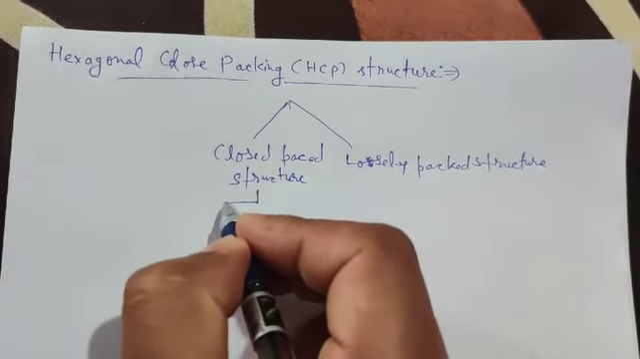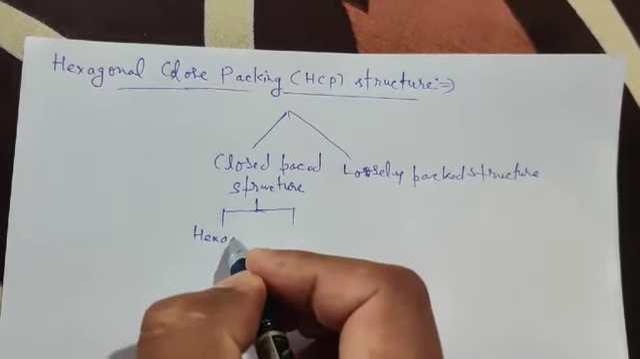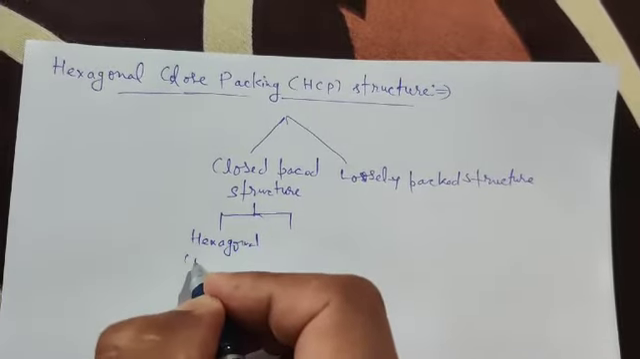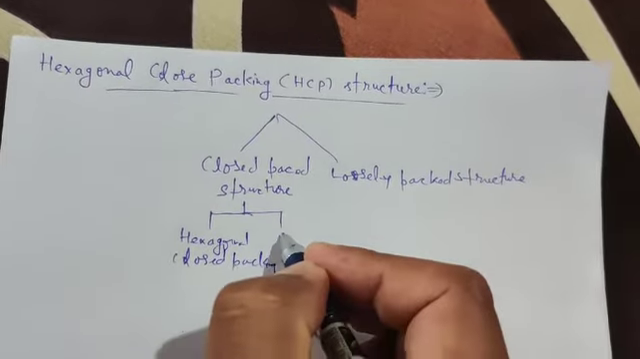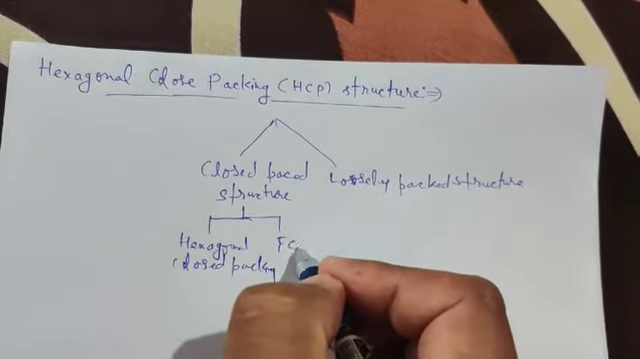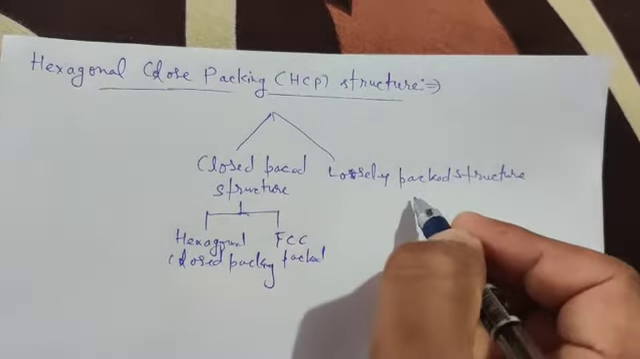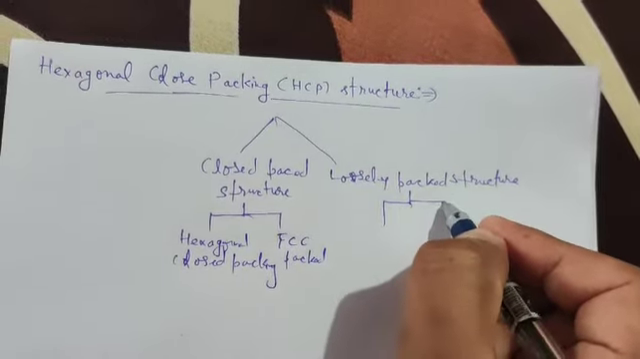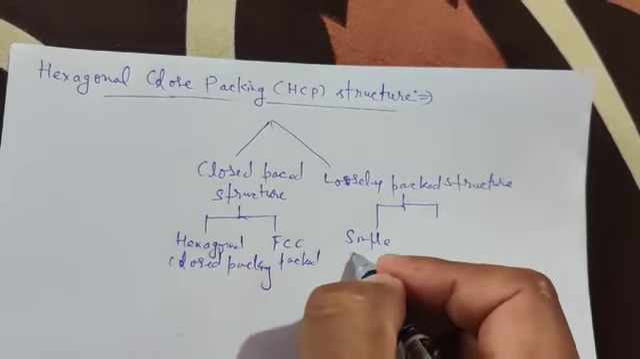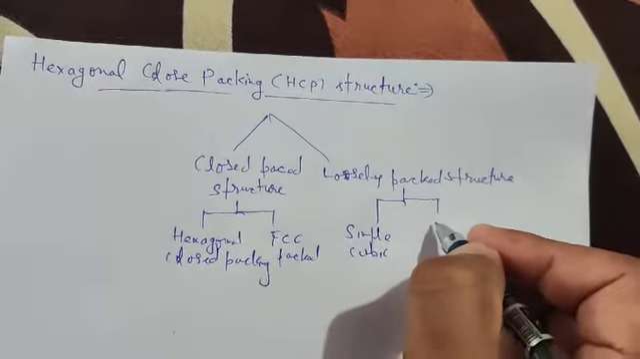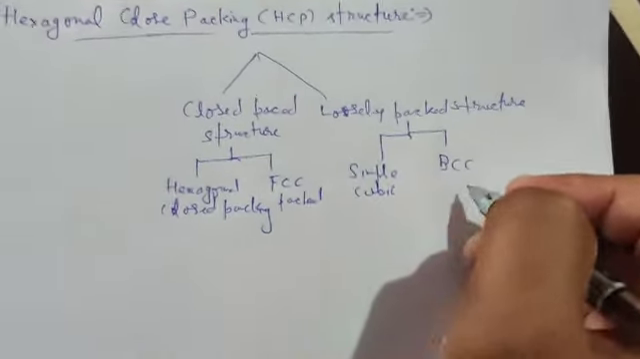In closed packed structure we have two types of system. First is hexagonal closed packed structure, and another is face centered cubic packed structure. And in case of loosely packed structure, these are also of two types. First is simple cubic, and another is BCC, body centered cubic packed structure.